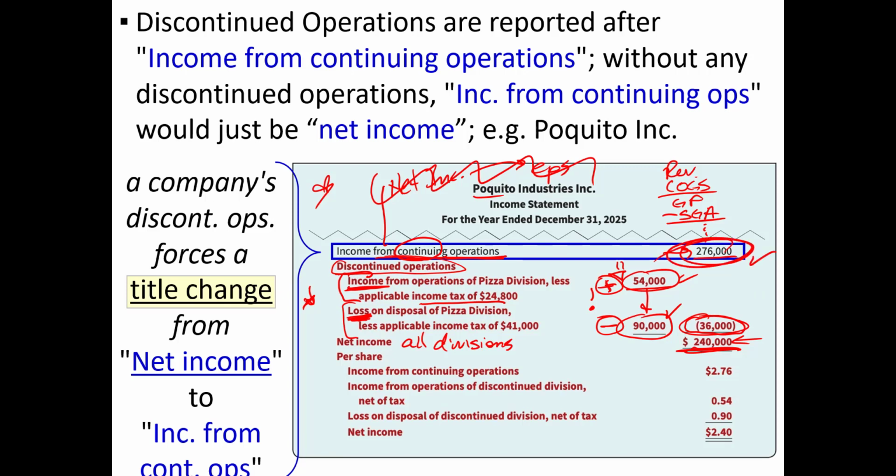276 is actually a better number. And that number represents what the investors should expect to compare to going forward. This is the continuing operations of the business. This is just some leftover stuff from a division we're getting rid of. 240 for the overall business. That's useful to know. And knowing that 276 is really what's coming from the core operations, the continuing portion of the business. What about this?